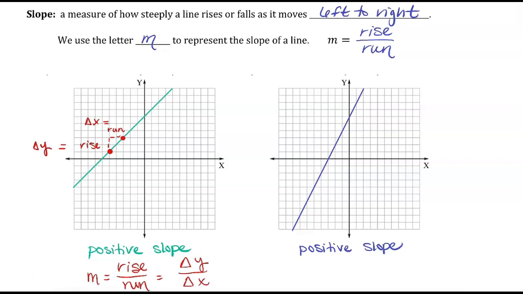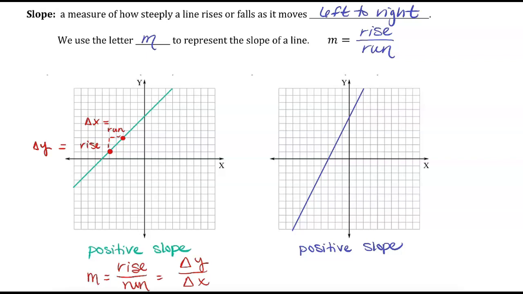As we move from left to right, we go up. So our change in y value is a positive number. And we go to the right, so our change in x value is also a positive number. A positive over a positive is a positive, so we have a positive slope.